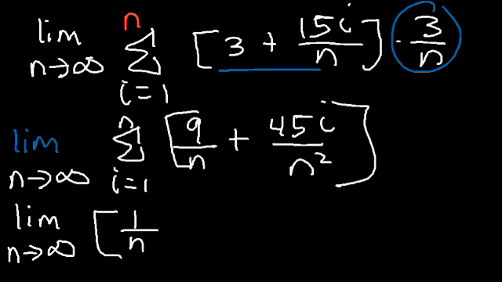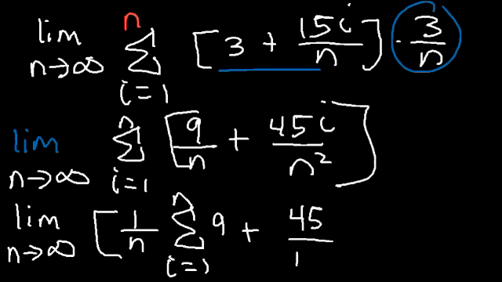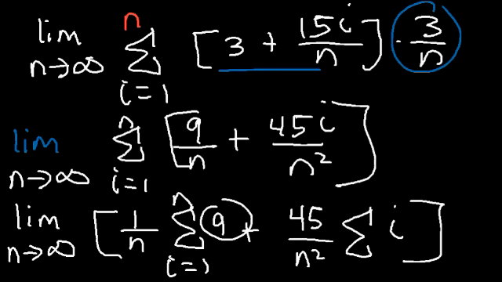So it's going to be 1 over n sigma of the constant 9. And for the last part, I'm going to separate the 45 over n squared from i. So it's going to be 45 divided by n squared sigma i. The only reason why I kept the constant is because I didn't have an i term in front of it. But if I had an i term, I would just try to isolate the i term by itself.